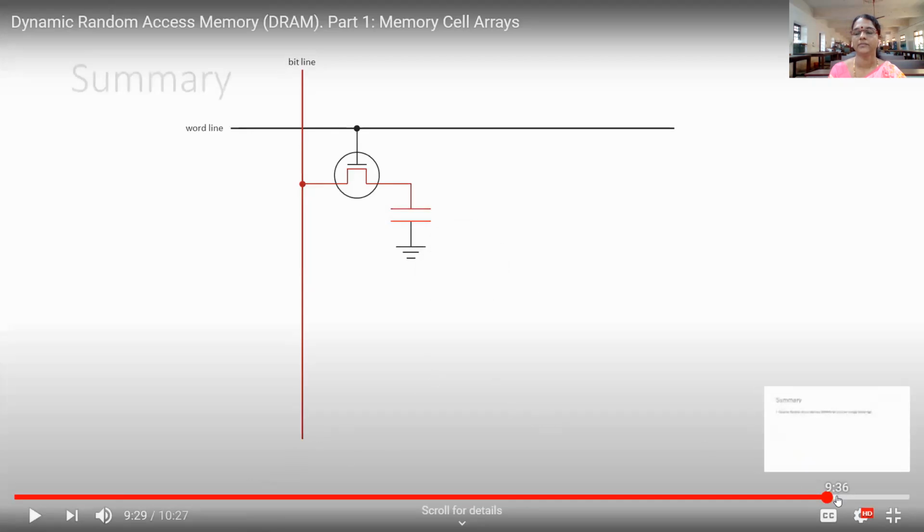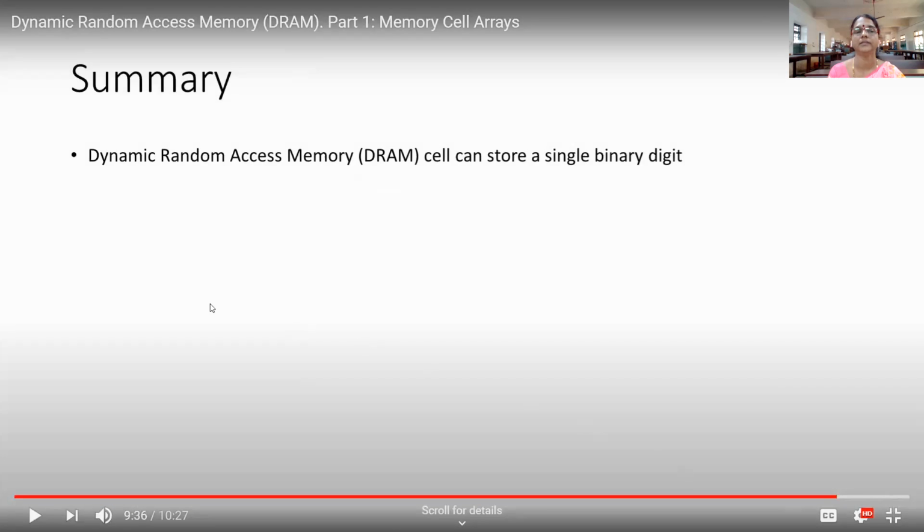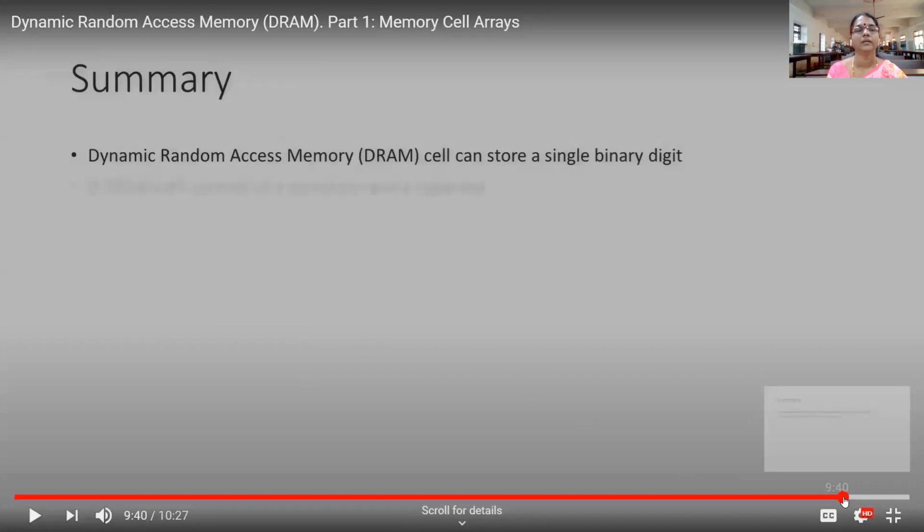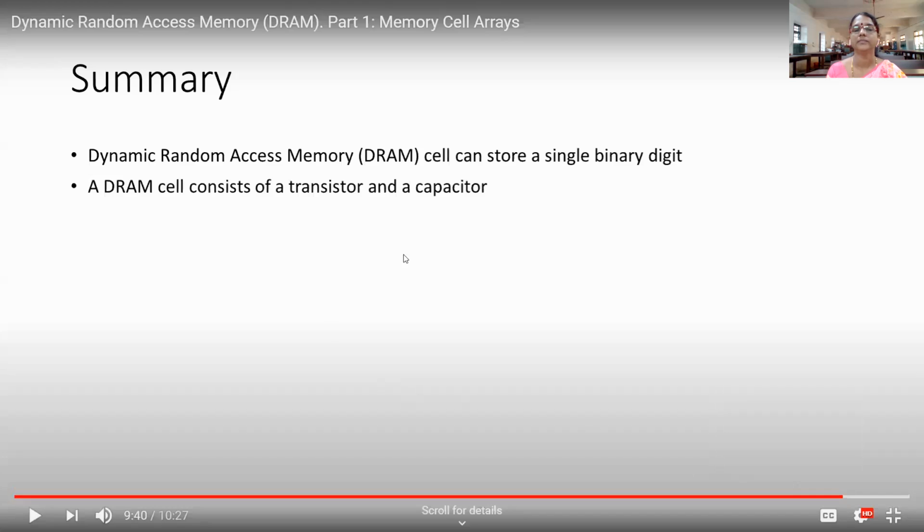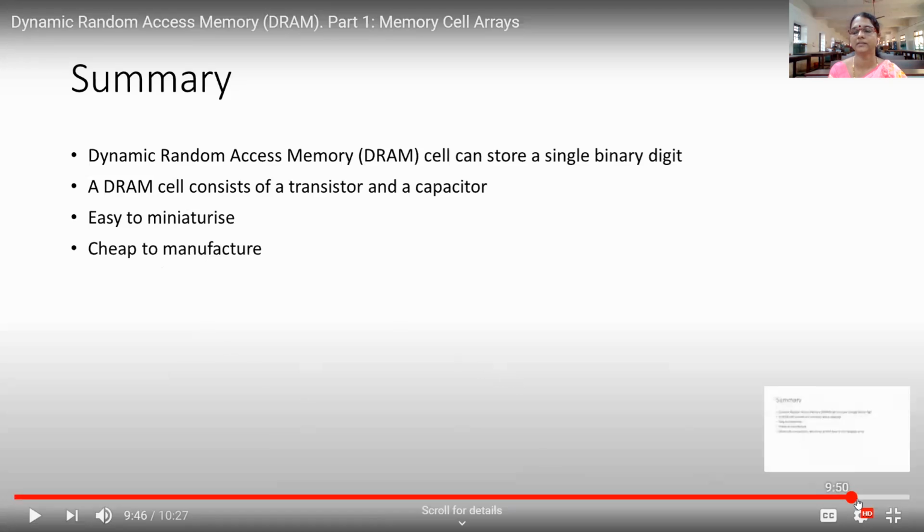So to summarize what we have studied regarding this dynamic RAM cell, it can store a single binary digit. One cell can store a single binary digit. It consists of a transistor and capacitor. Only two devices are used, a transistor and a capacitor. Next, it is easy to miniaturize because the number of devices used is less. Cheap to manufacture, only 2 devices are used.